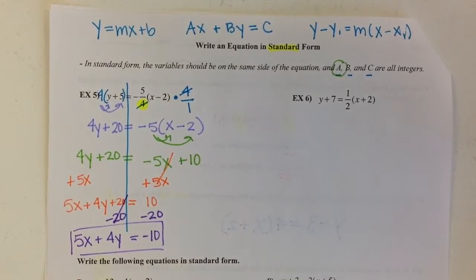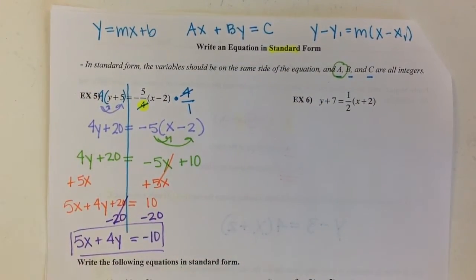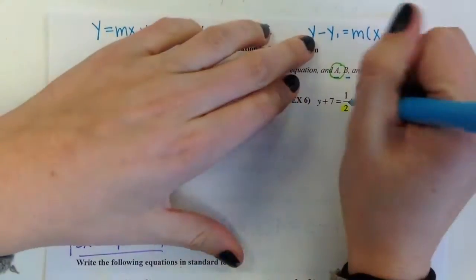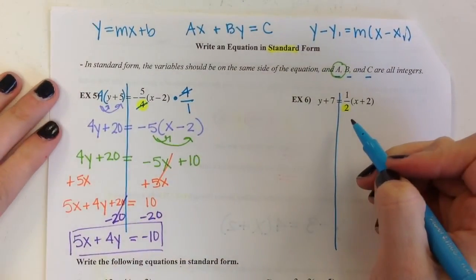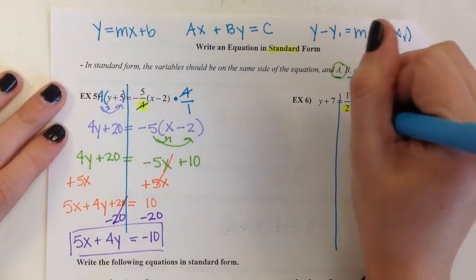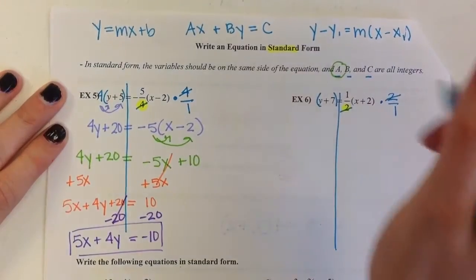So let's try number 2. So again, we need to get rid of the fraction. We are going to get rid of the fraction by multiplying by the denominator. Whatever I do to one side, I have to do to the other. So if I am multiplying this side by 2 over 1 to get rid of the 2 value, then I need to multiply this side by 2.